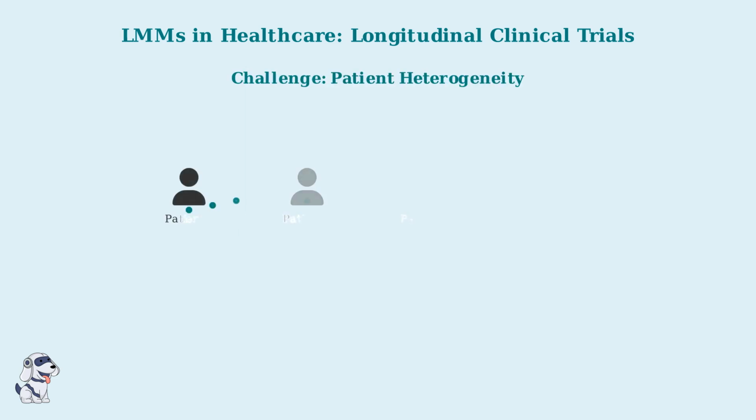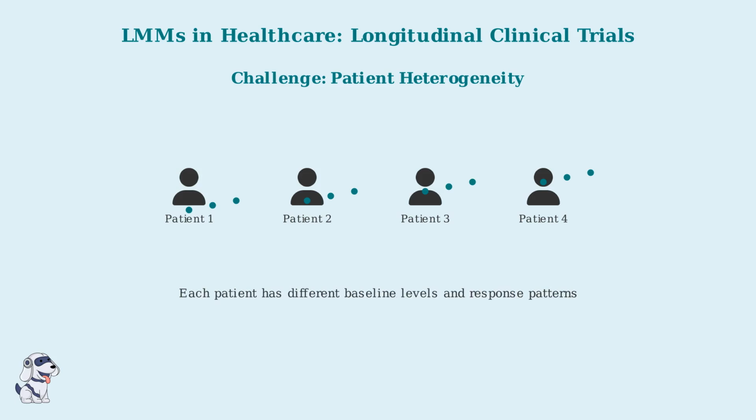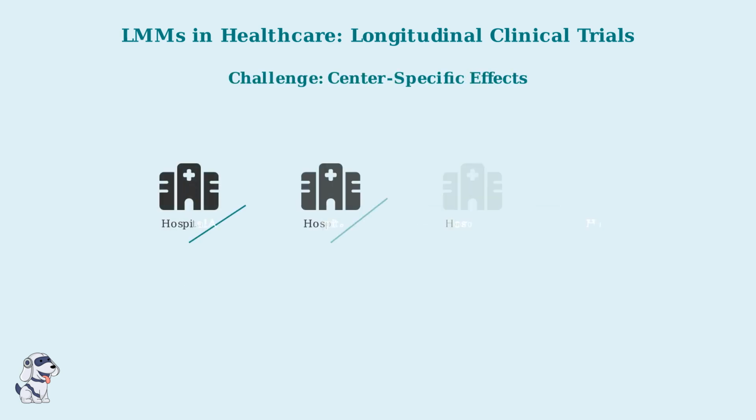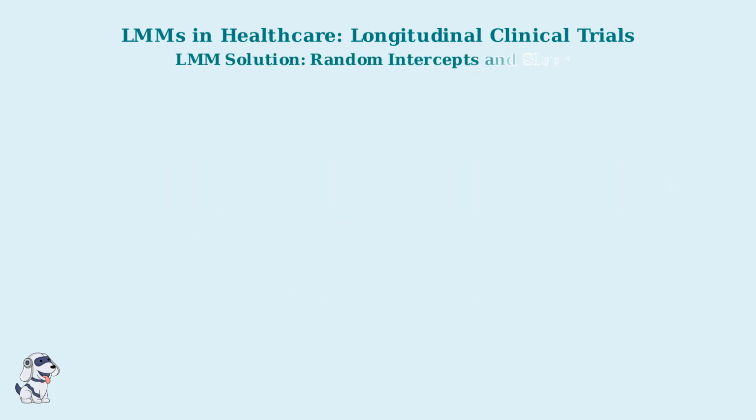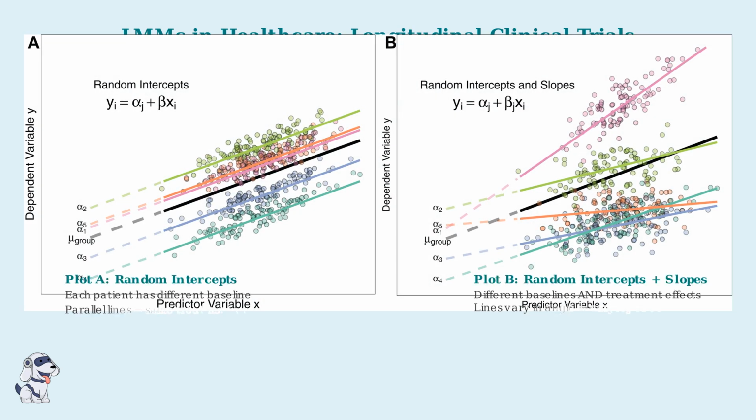One major challenge is patient heterogeneity. Each patient starts with different baseline health levels and responds differently to treatment over time. Traditional statistical methods assume all patients are identical, which is clearly unrealistic. Another challenge is center-specific effects. In multi-center trials, different hospitals or clinics may have systematically different treatment outcomes due to variations in protocols, staff expertise, or patient populations. Linear mixed models solve both challenges simultaneously.